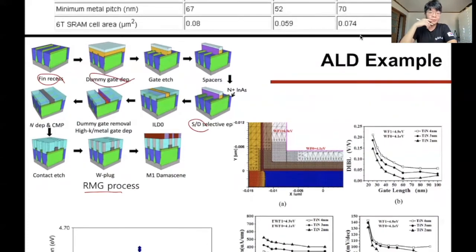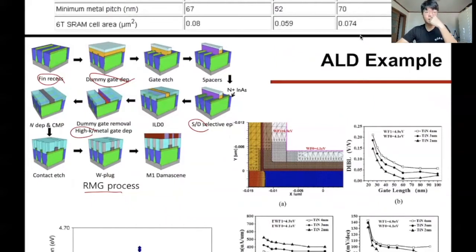The reason we use this RMG process is that when we dope these dopants, we use very high temperature thermal energy to drive in and activate the dopant source. The annealing process has very high temperatures, so it can damage the high-K oxide.